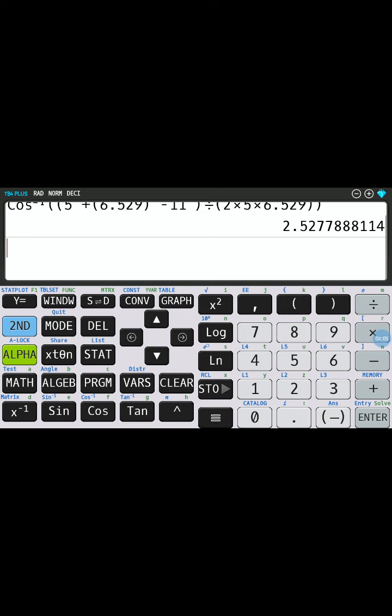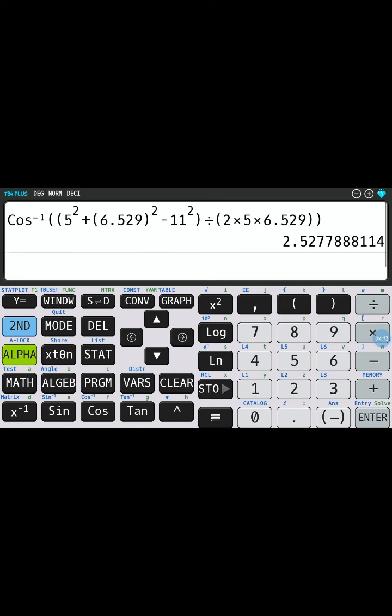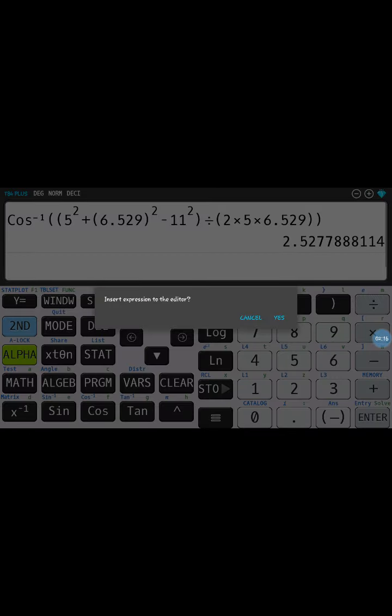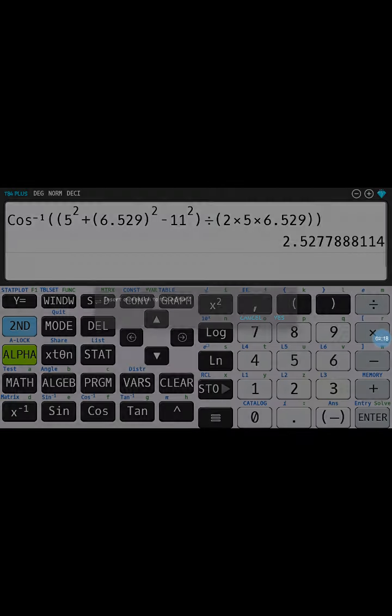No, it should not be 2.52. Okay, let me check. I found it out. That's radian. I have to change into degree mode, right? So let me do it again. Oh no. Cancel.